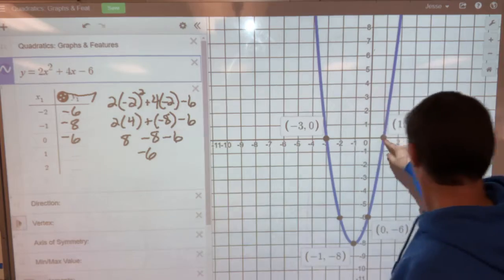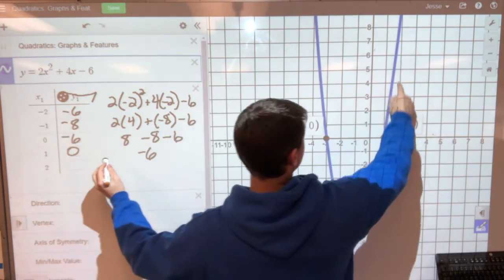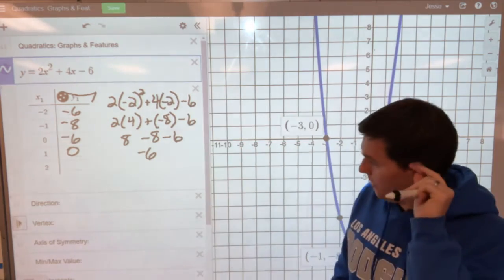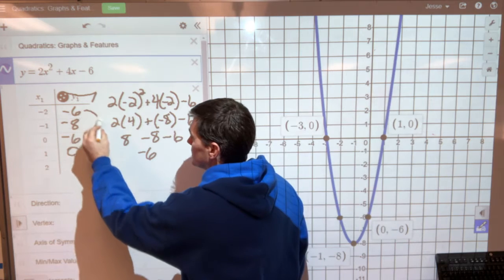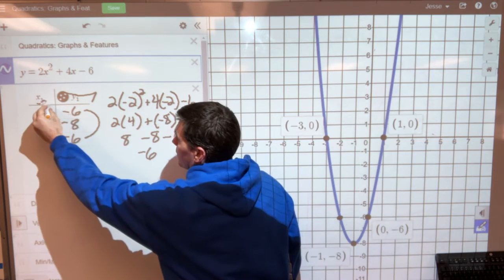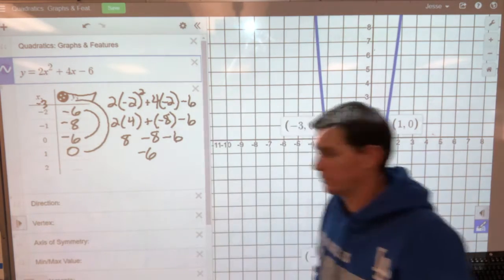And at 1, our point is 1 comma 0, and at 2, it's way up here, it's off the charts. I'm not going to worry about it right now. But you should notice this symmetry. Negative 6 matches with negative 6, so if we kept going on our graph here, negative 3, 0 would match with that, and so on and so forth, okay?